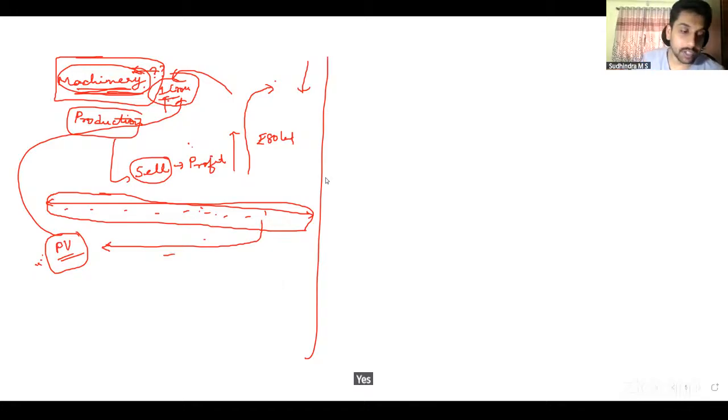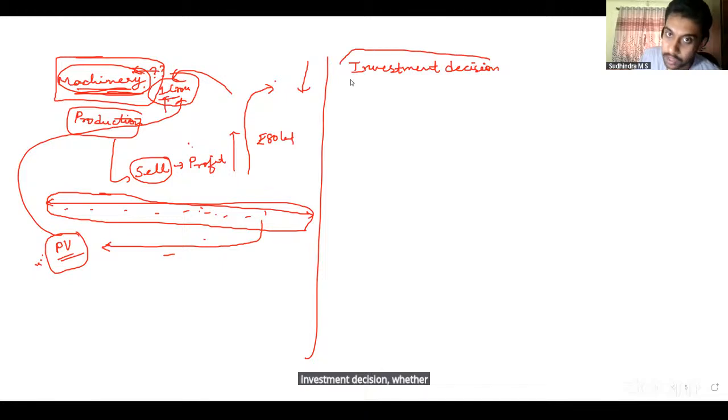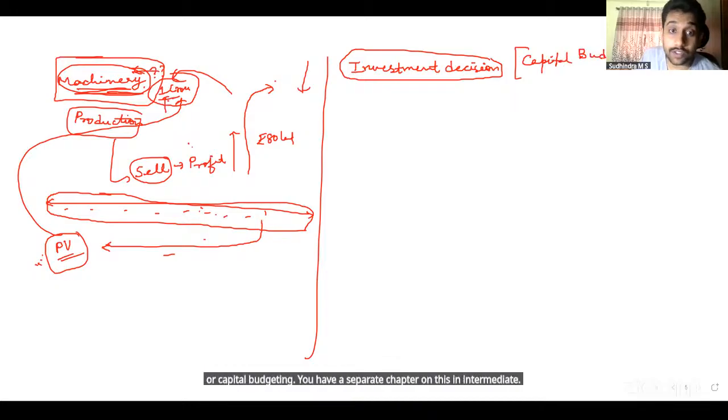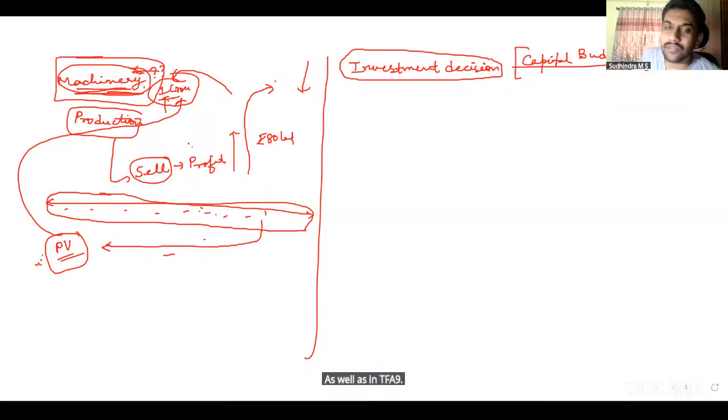Yes, this concept is called investment decision. Investment decision, whether to invest in that or not. Investment decision or capital budgeting. You have a separate chapter on this in intermediate as well as in CA final. Okay, capital budgeting, very important discussion. There you will be discussing.